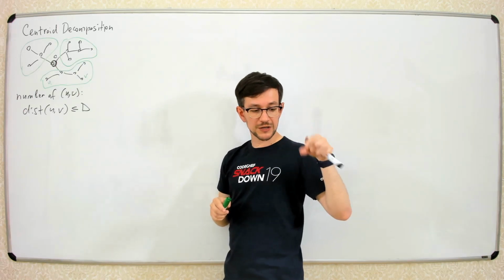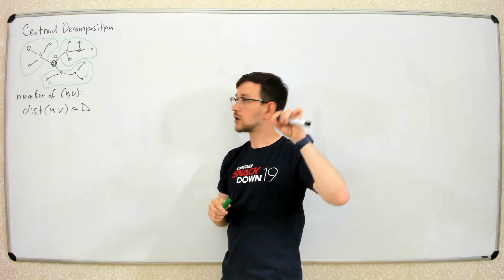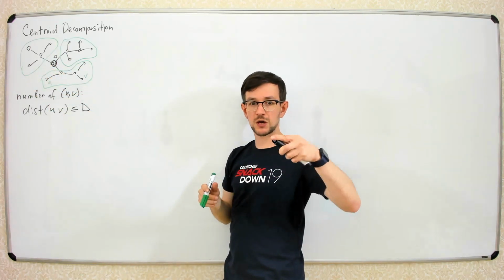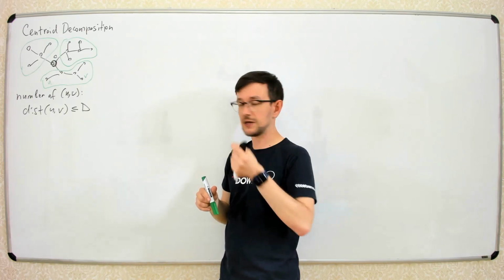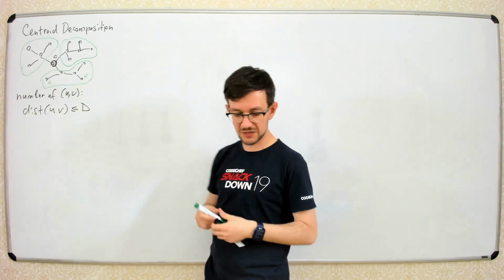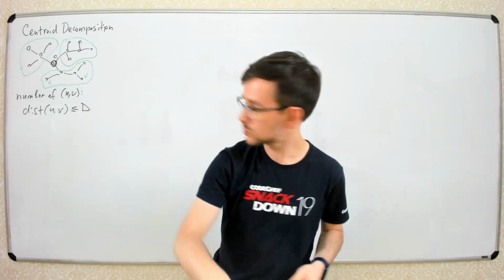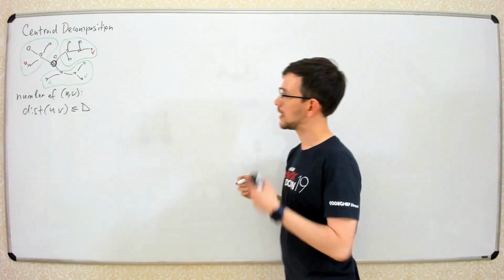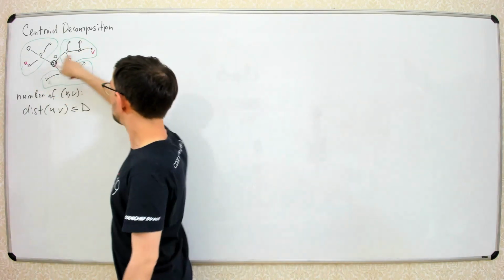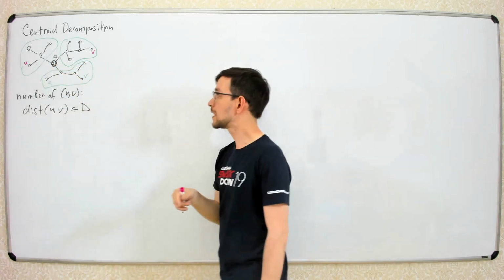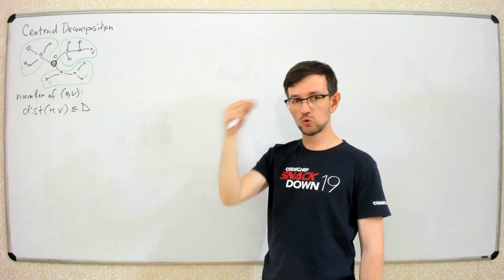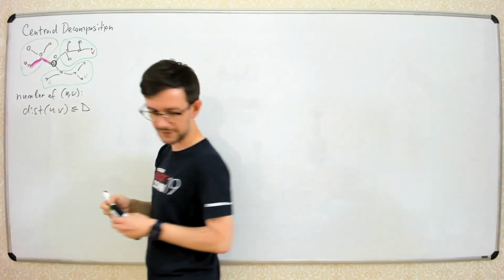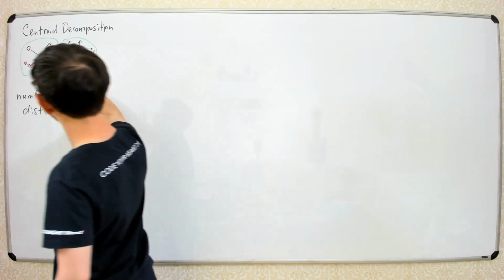And now I need to consider only the paths which go through this node C. So if the path includes this node C, then I will split this path into 2 smaller paths. So if I have some path from U to V like this, then the path from U to V goes through this vertex C. Then this path can be split into 2 segments. So I will have a segment from U to C like this, and another segment from C to V, like this.